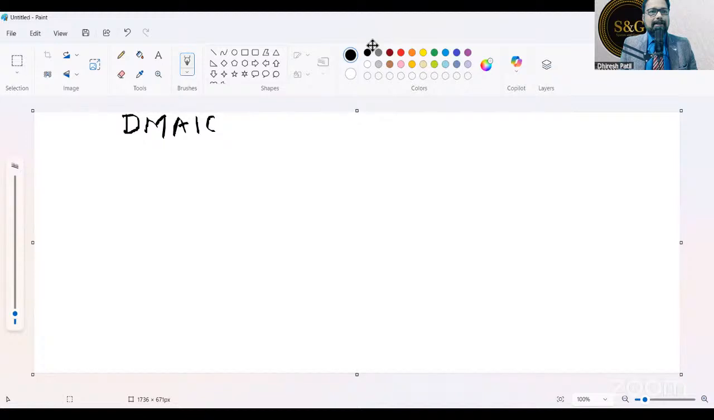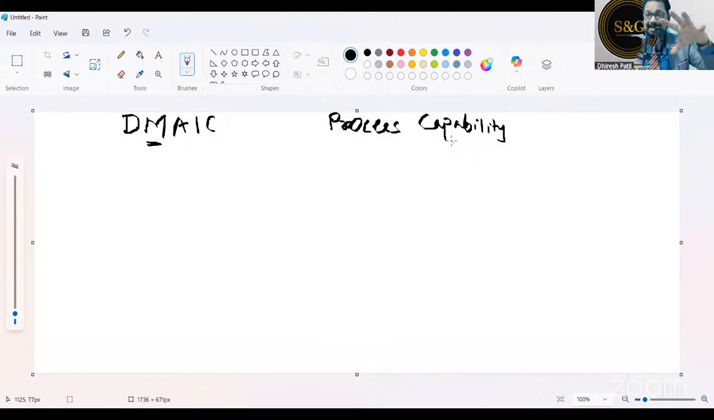Very good. So the first right answer is the Measure phase. Make a note of this. So today we are going to discuss process capability. I will explain what it is, but first, let's understand which phase it belongs to. The first answer is absolutely right, Measure phase. But I said it is used twice. So which is the next phase? When do we use process capability next?